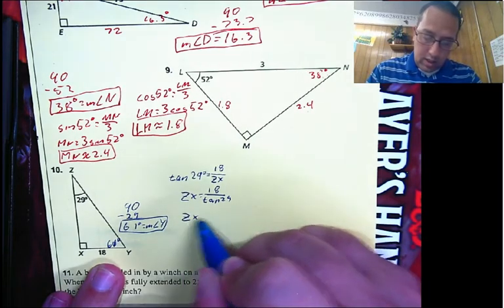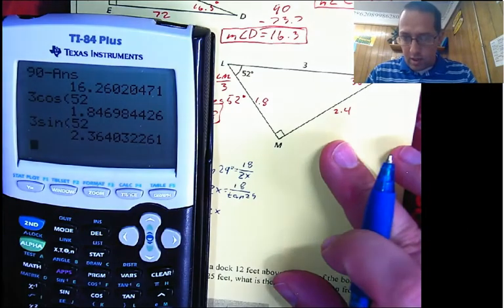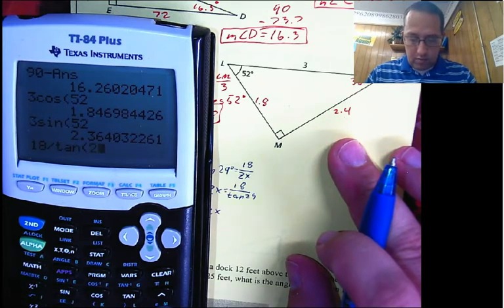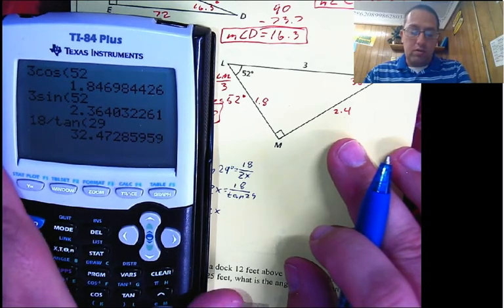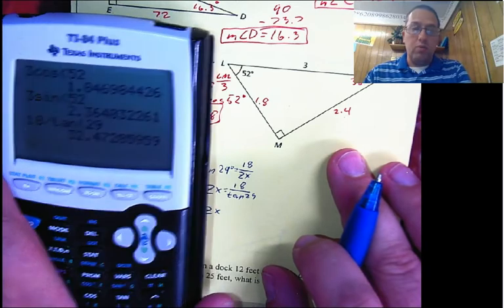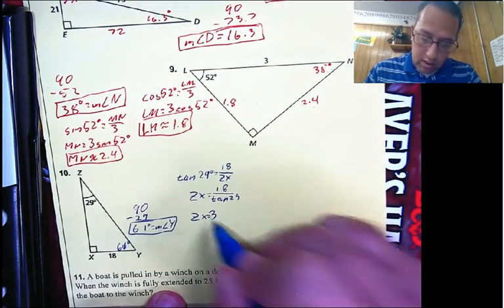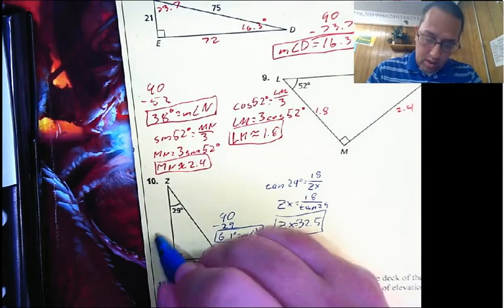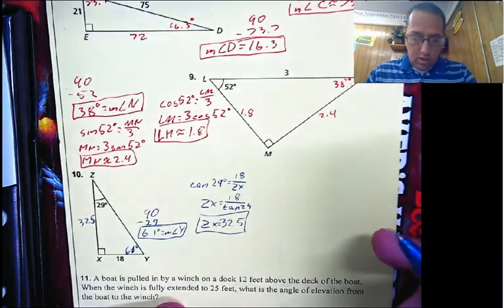And so ZX is, let's find out. 18 divided by the tangent of 29. That's 32.47, so that will round to 32.5. ZX equals 32.5, approximately. 32.5. Okay, so now we need ZY.